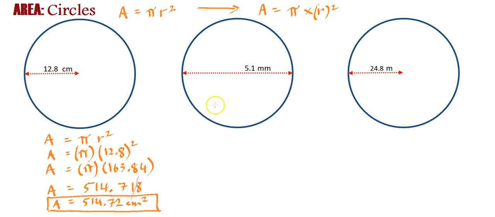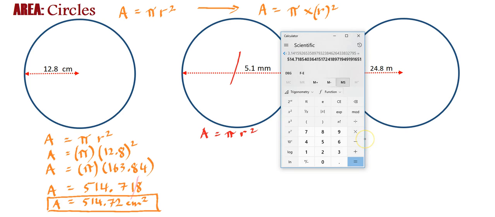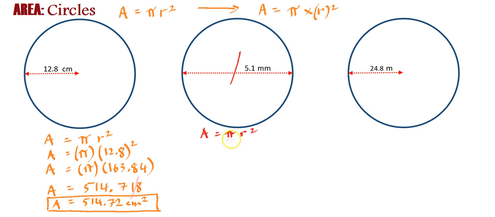Okay, let's try the same approach to the second question. So area equals pi r squared. Okay, you can see with the second question though, this is a diameter. So we have to halve this diameter. So let's go about that process now. I've got 5.1 and I have to halve it. So divided by 2, and that will give me the radius. So it's 2.55. Great. So 2.55, and it'll be millimeters.